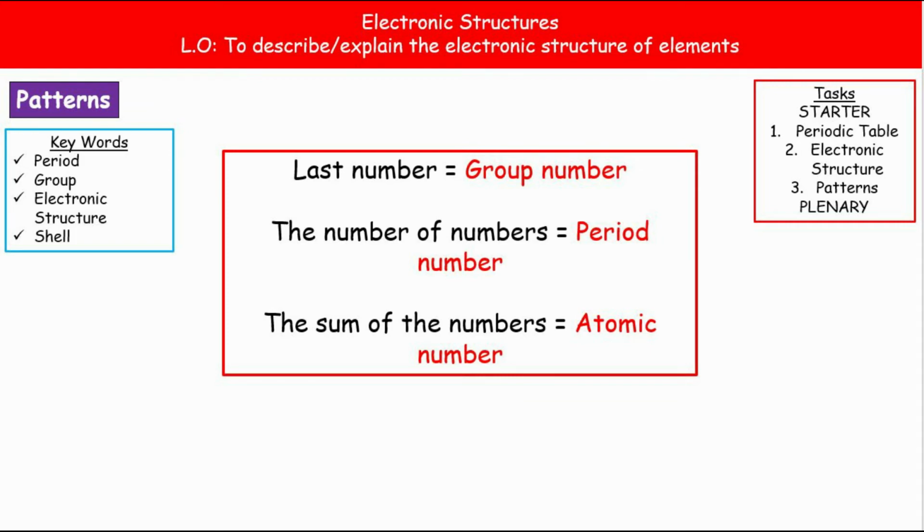On some of the questions they could ask us, one of the things they do like to do is give you an electronic structure and then ask you what group and what period it is in. Or they will give you something to do with the periodic table or its electronic structure, and ask you what you can work out about it. They're looking for things like the group number, the period number, and so forth.